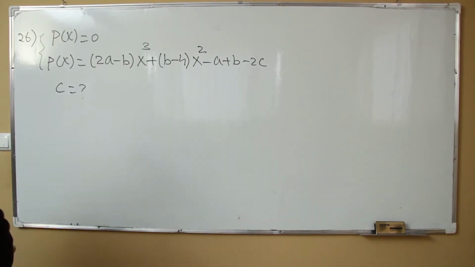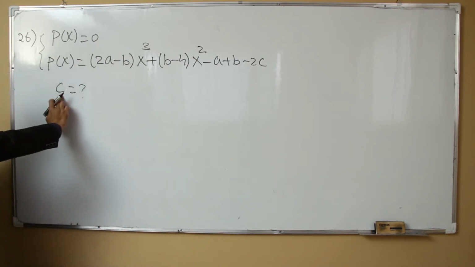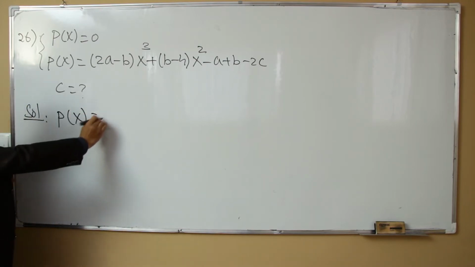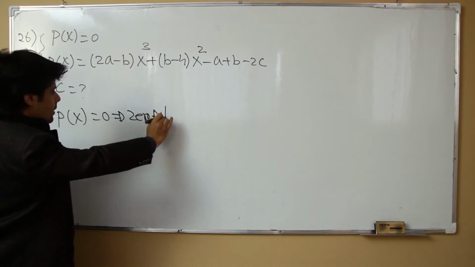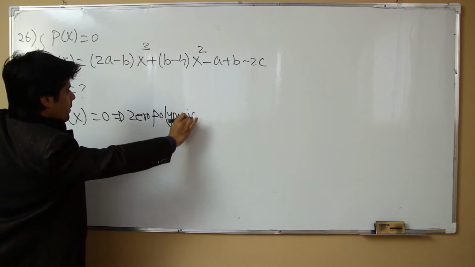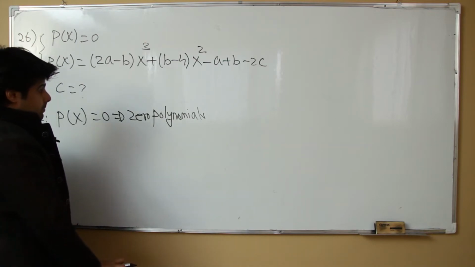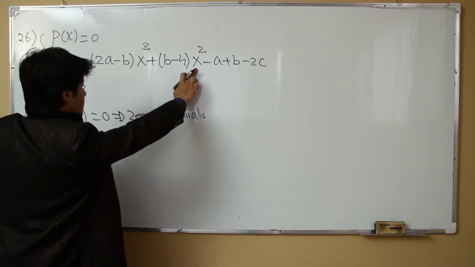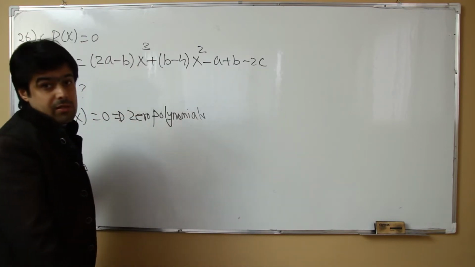Question number 26. Px is 0. Px is given here. Now what is c? How can you find it? First, whenever I say that px is 0, it means it's a 0 polynomial. It is a 0 polynomial. Whenever you are talking about 0 polynomials, what are 0 polynomials? 0 polynomials are those polynomials in which the coefficient of every variable must be 0, even the constant term.